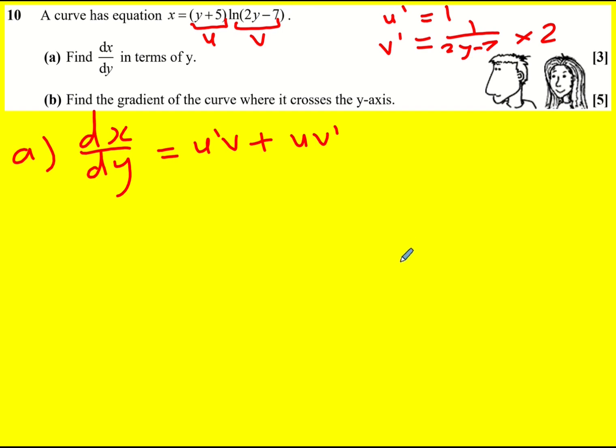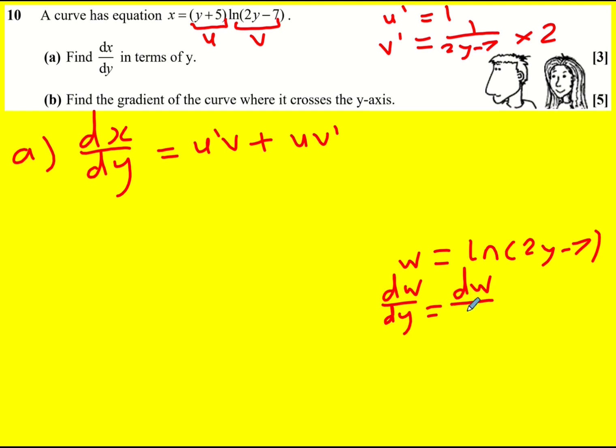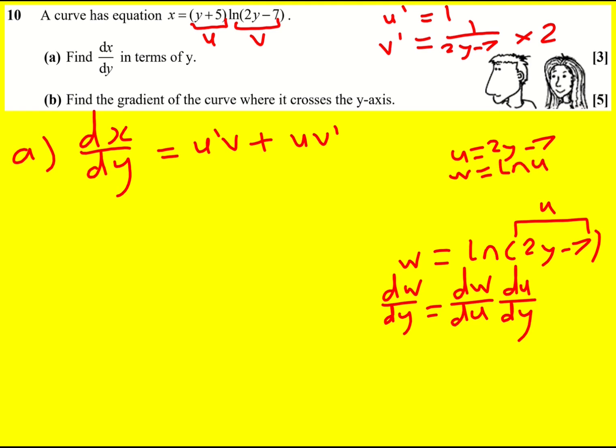Now, if you want a little bit more on where that came from, here I am to show you. So I'm going to call this thing w. w is equal to ln 2y minus 7. And then I want dw by dy. And that is equal to, chain rule, dw by du times du by dy. I'm now going to call the 2y minus 7 u. So I actually have u is equal to 2y minus 7, and w is going to become ln u. I've done a substitution essentially.